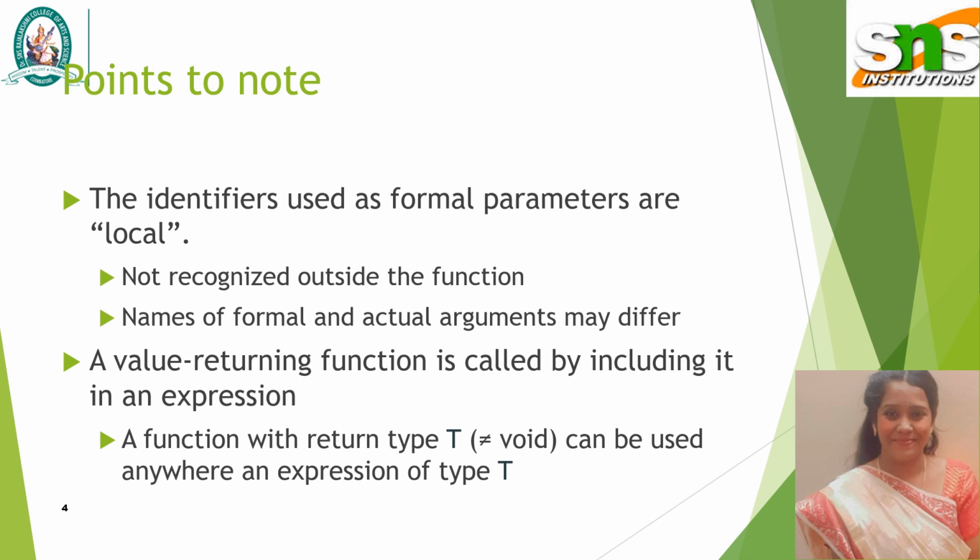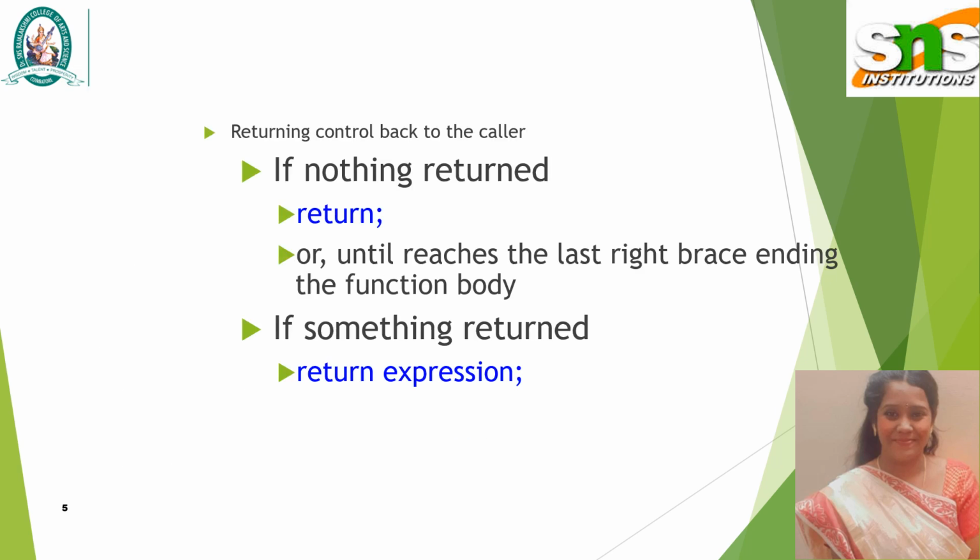The names of the formals and actual arguments differ in these functions. A value-returning function can be included in an expression. A function with a return type t can be used anywhere in an expression, whereas the local variables of a function cannot be used outside the function. So a particular function can be reached with this return, and at last it can hold some value and return it in a variable.